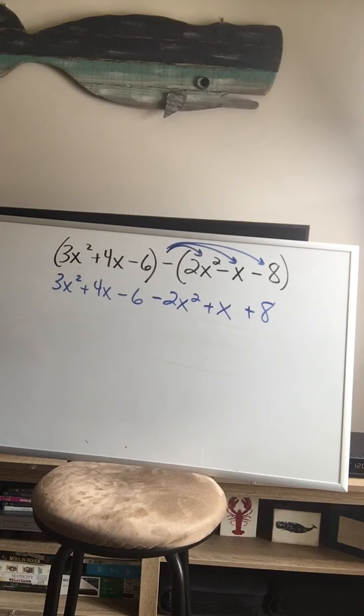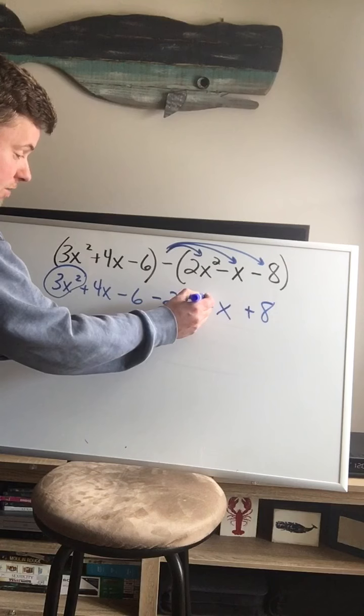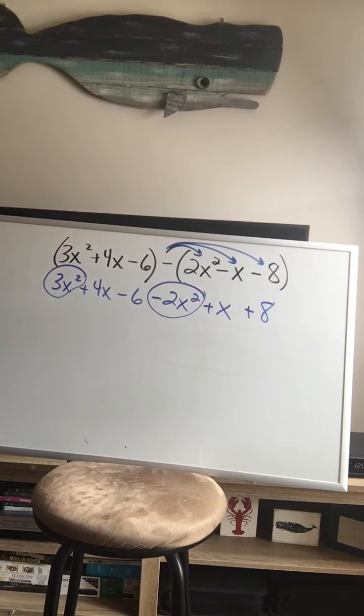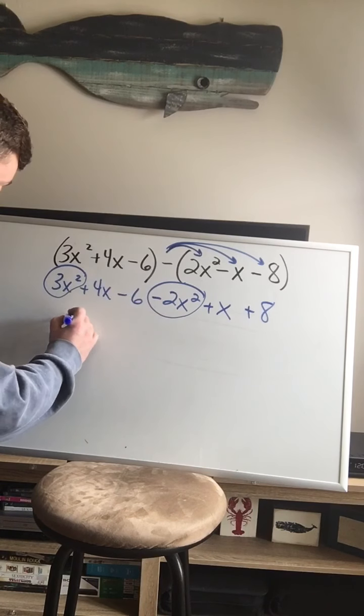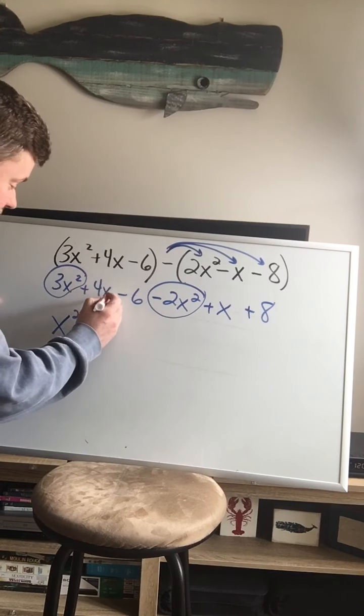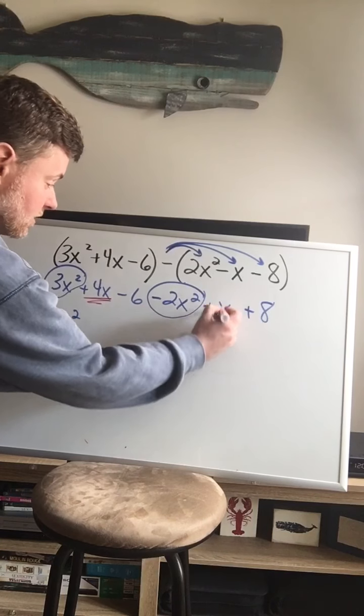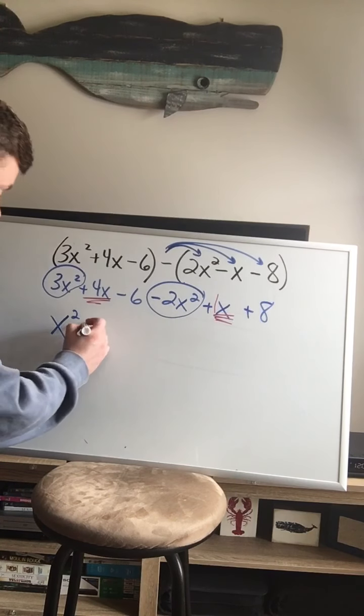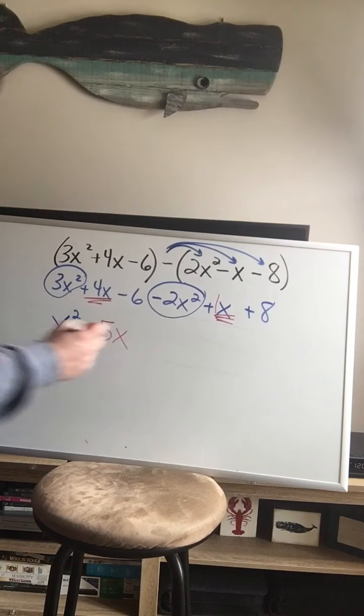Now, we go back to what I said before: you can only combine like terms. The 3x squared here can only combine with other x squareds. It cannot combine with other x's. In order to combine like terms, they have to be exactly the same. So 3x squared minus 2x squared makes 1x squared, period. Now I look, what else do I have? Well, I have a 4x and a 1x, so that makes 5x.